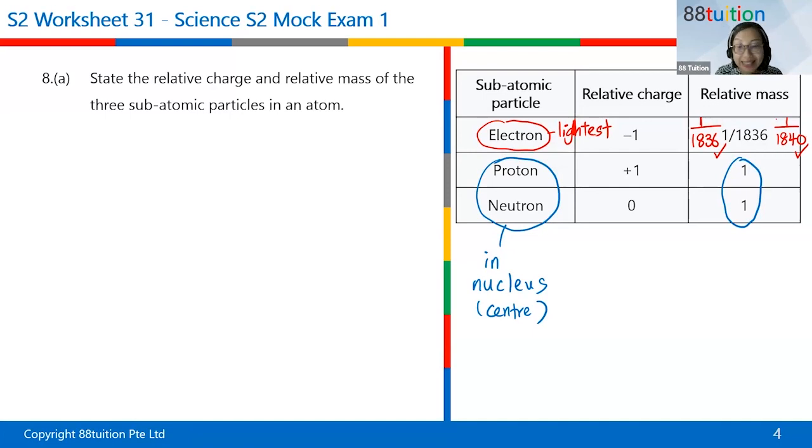So electron is the lightest. We all hope that, as we eat a lot of nice food, we will remain like the electron, the lightest, even though we eat a lot of nice things.